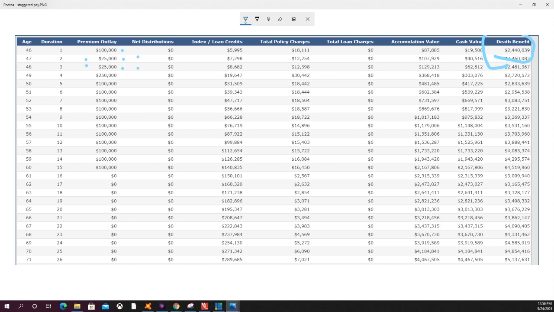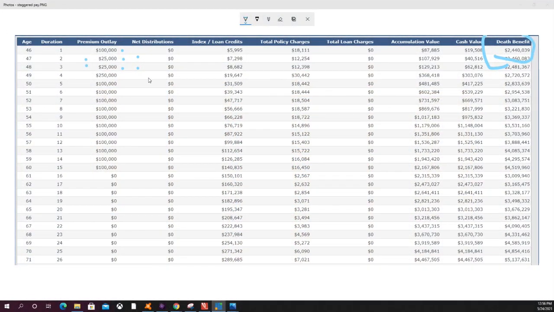If you remember, with a $100,000 7-pay, let's say we're 4 years into the contract, that means we can pay in total $400,000 into the contract through 4 years. And we've done just that. We rolled over our unused 7-pay premium into policy year 4. So even though our 7-pay premium is $100,000, we've actually paid more than that in year 4. We put in $250,000, and the reason we could do that is because we had leftover unused 7-pay premium.